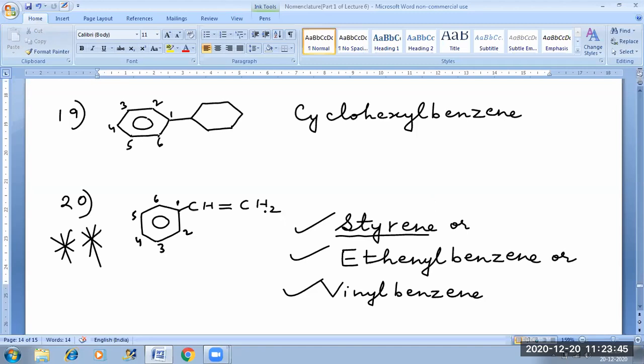Some people take this as the parent. No, this is not the parent. Benzene will be taken as the parent. All these three are IUPAC names. Remember, all these three names are IUPAC names.